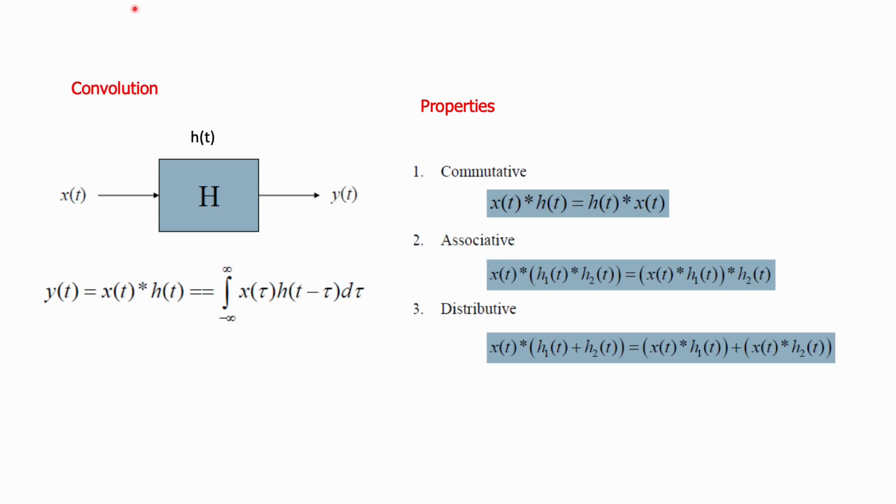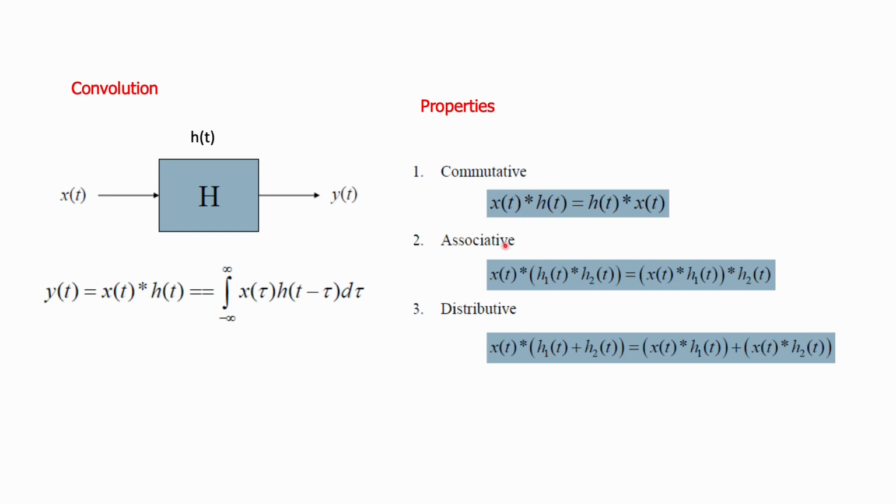So the convolution is used for many applications in digital signal processing, and communication systems also. These are all the properties of convolution. First one, commutative property. x of t convolution h of t is equal to h of t convolution x of t. Either you can do this way or this way.